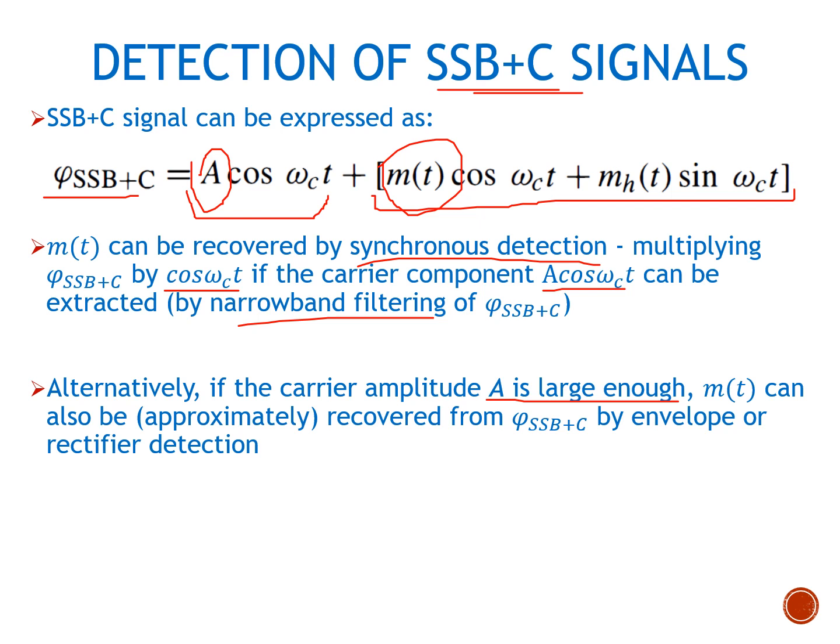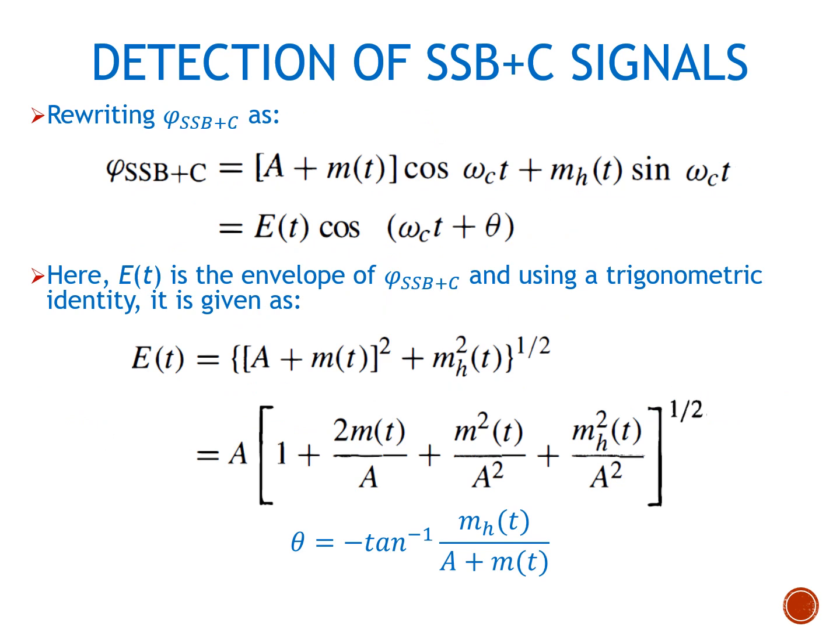So let's look at some mathematical expressions related to this detection of SSB signals. Now, the SSB plus carrier signal can also be written in this way, where we have taken out A plus MT, so the terms with the cosine signal have been written on one side, and the terms with the sinusoidal signal are written separately. As you know, this is the Hilbert transform of the message signal, M_h(t).